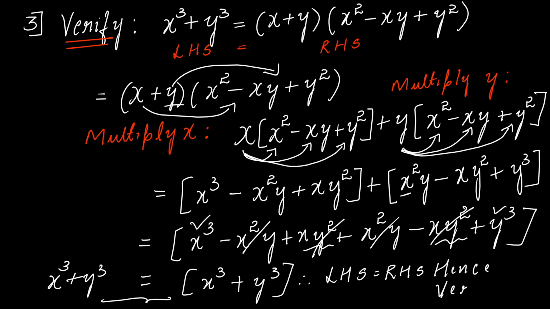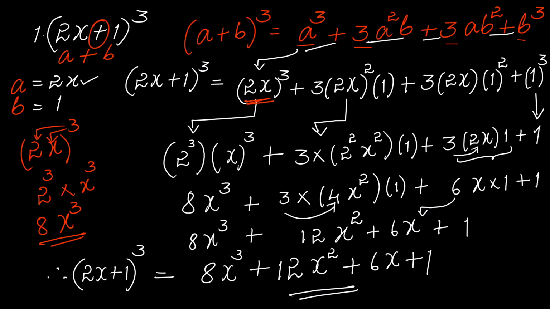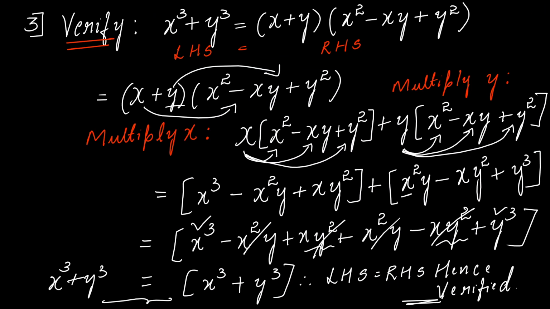So see the difference. Earlier, in the first and second question, we were expanding the expressions. Now we are proving two expressions are equal. So the method changes. So not the substitutions, nothing. Only the methods are getting changed. So analyze the question properly and solve the question.